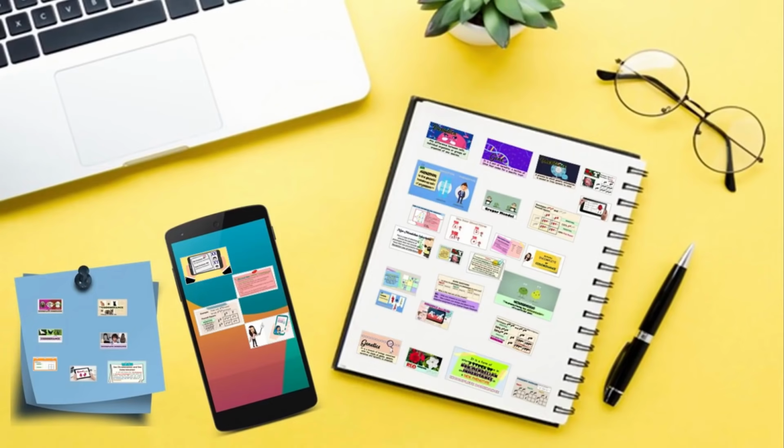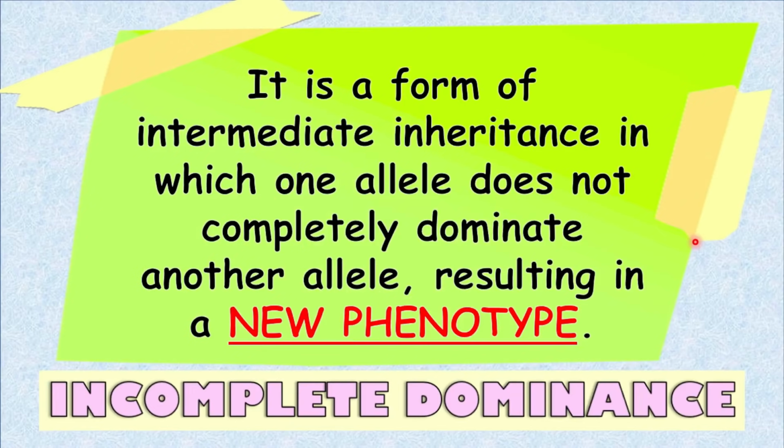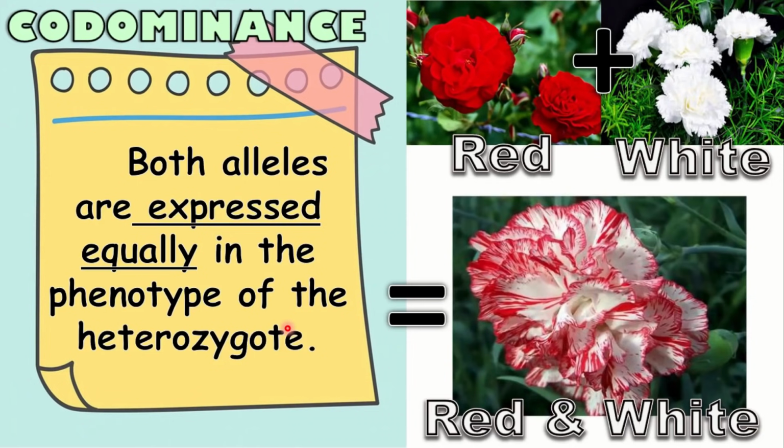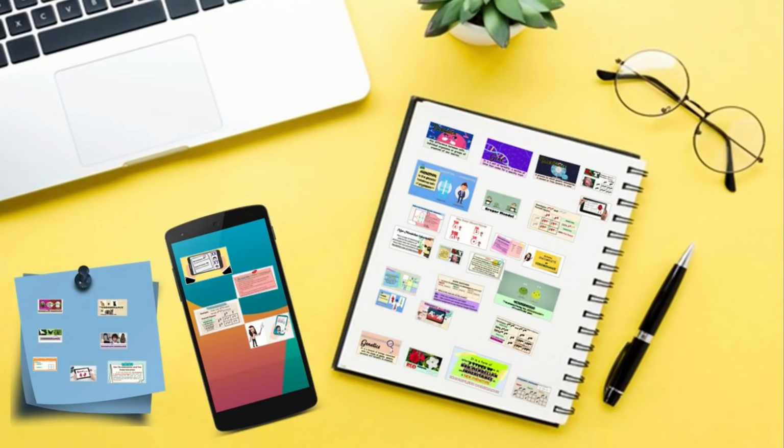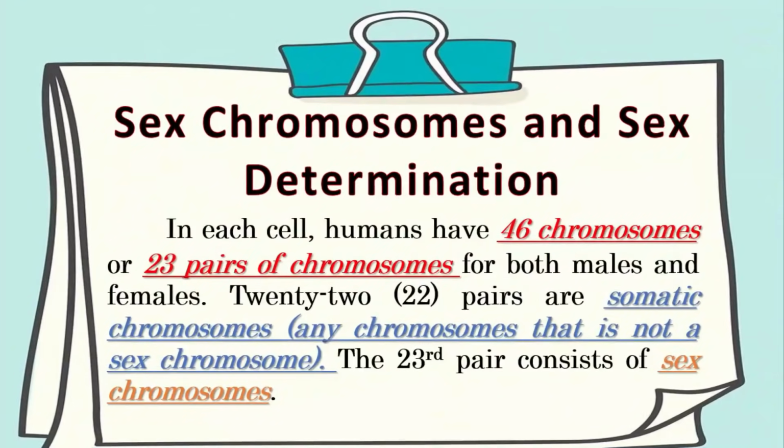Answer very well, class! So, those are the 3 types of non-Mendelian pattern of inheritance, which are incomplete dominance, codominance, and multiple alleles. Now, let us proceed to the next one. Some traits are controlled by sex-related inheritance. Now, let us have the sex chromosomes and sex determination.